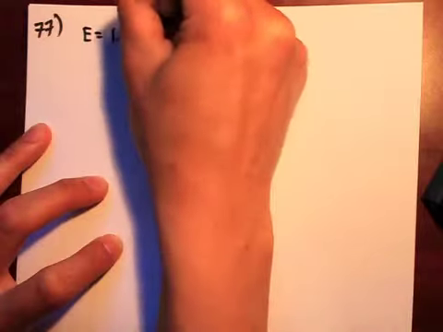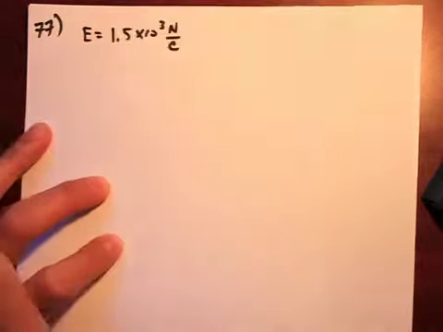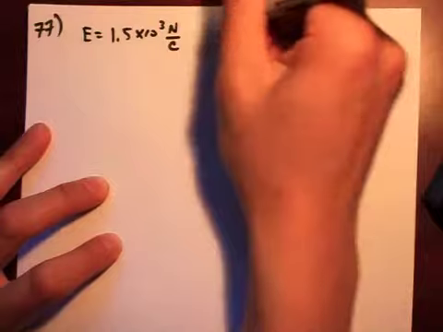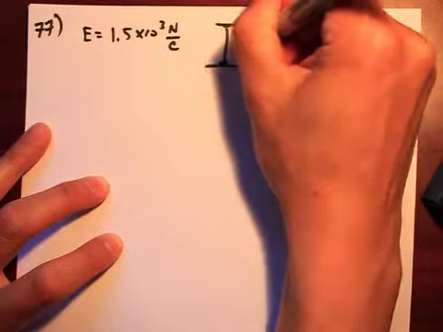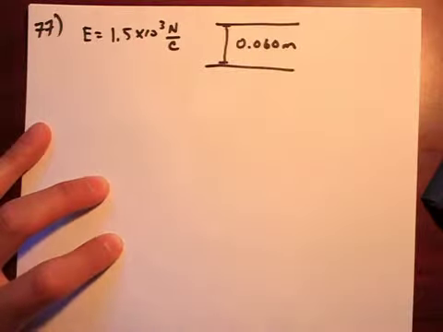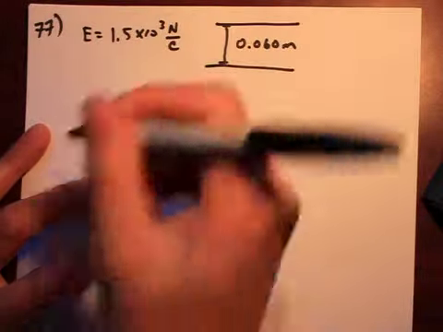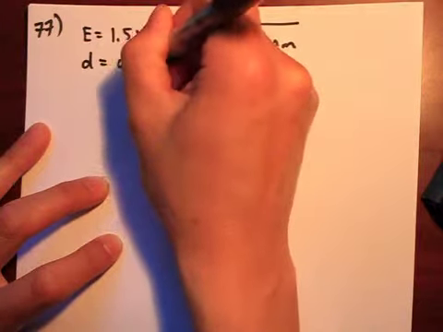So this is number 77 from page 591. The question here is asking that you have electric field intensity between two charged plates. You know that the electric field intensity is 1.5 times 10 to 3 newtons per coulomb. You have two plates that are separated, basically, you have a plate here, separated by 0.060 meters, or basically 6 centimeters apart. So you know that that's your R or your D, which is 0.06 meters.